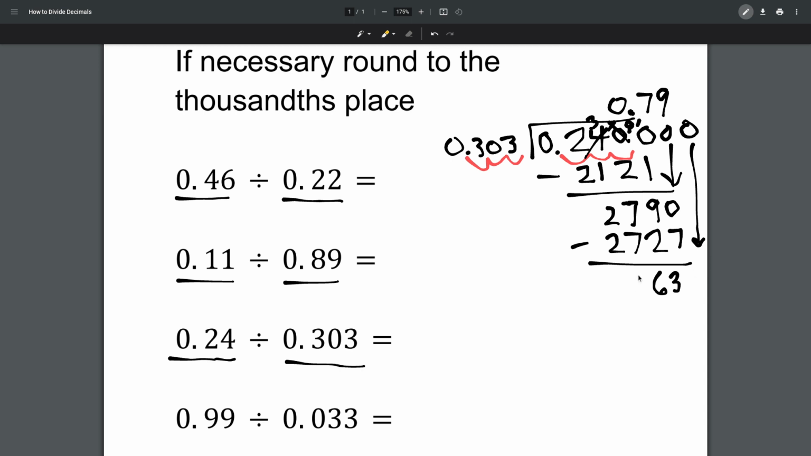And we might be running out of room for this one. I should have moved it over more. So we got 630 here. Does 303 go into 630? It does. If you multiply it by 2, you get 606. And then you subtract 30 minus 6 is 24. You'd have to bring down another 0. And you'd get, well, I'm running out of room here. You'd get 240. 303 doesn't go into 240.